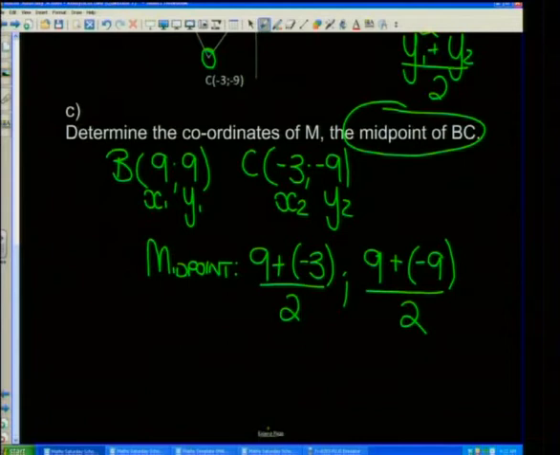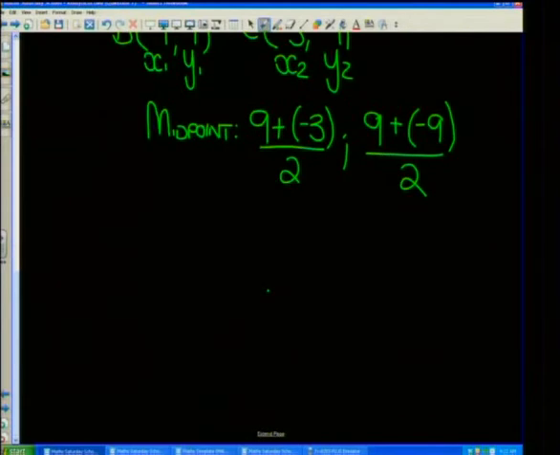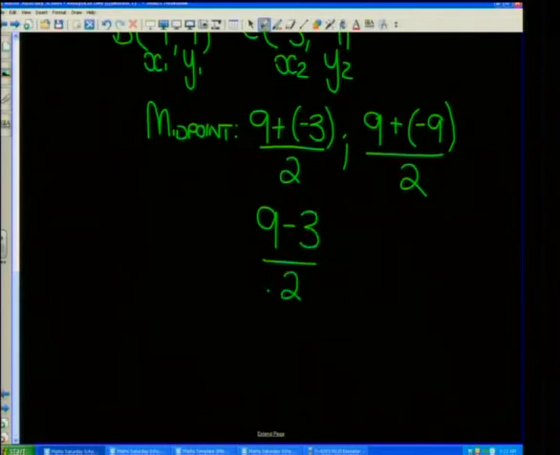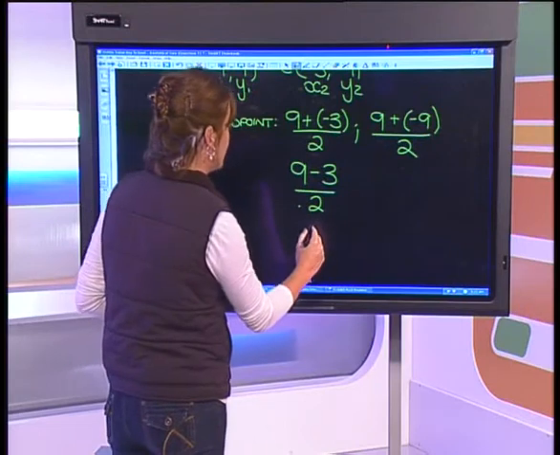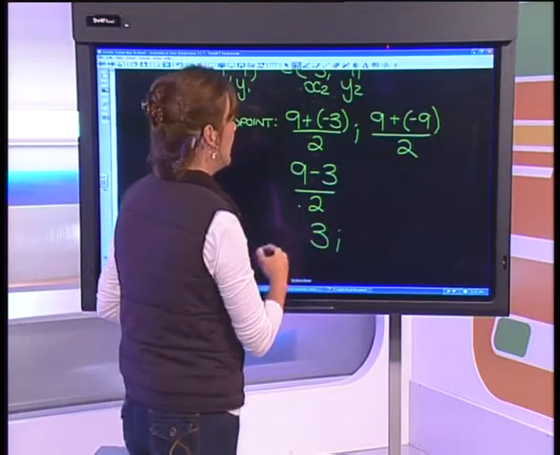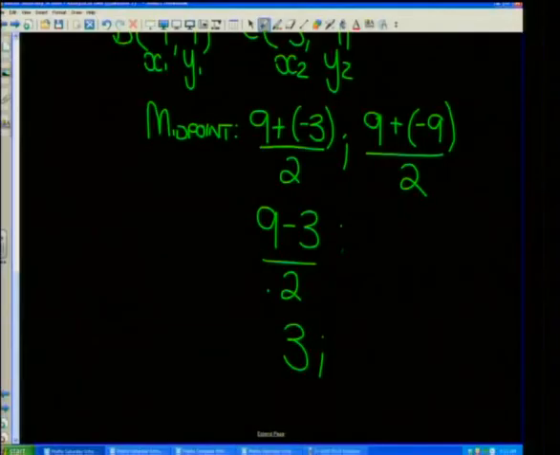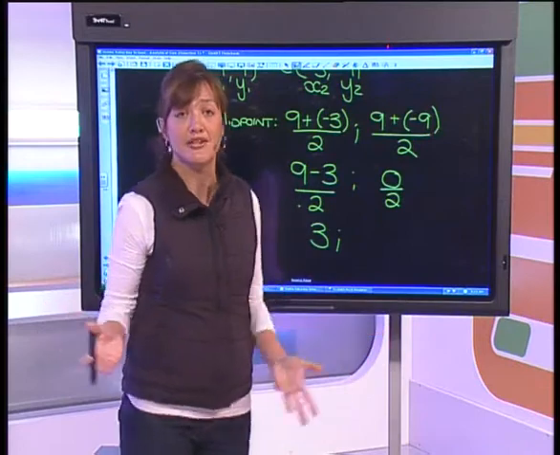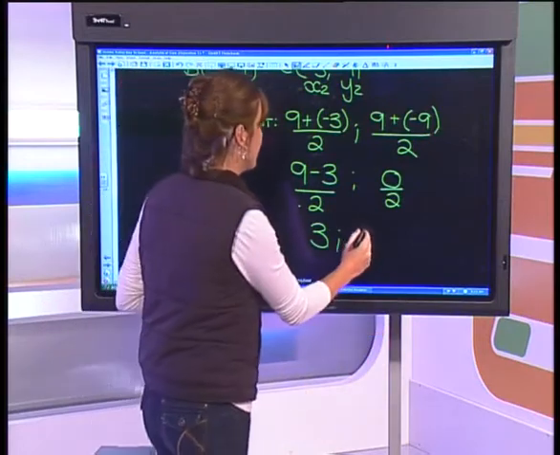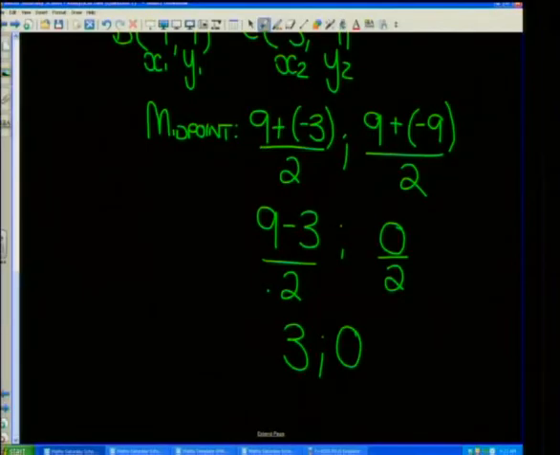Let's have a look. We're now going to have 9 minus 3 divided by 2, which is 6 divided by 2, which is 3, and 9 minus 9 is 0 divided by 2, and anything where there's nothing divided by 2 is still nothing, so therefore it's going to be 3 and 0.